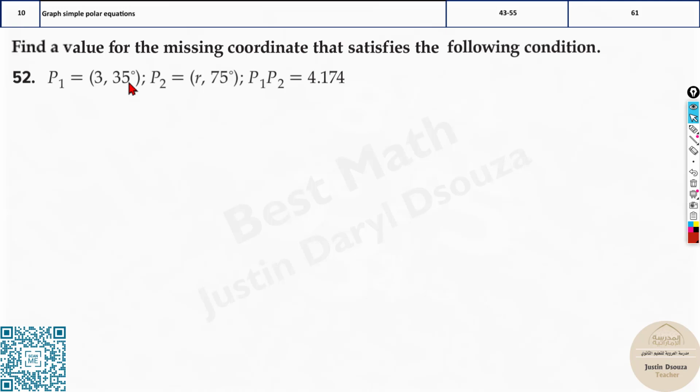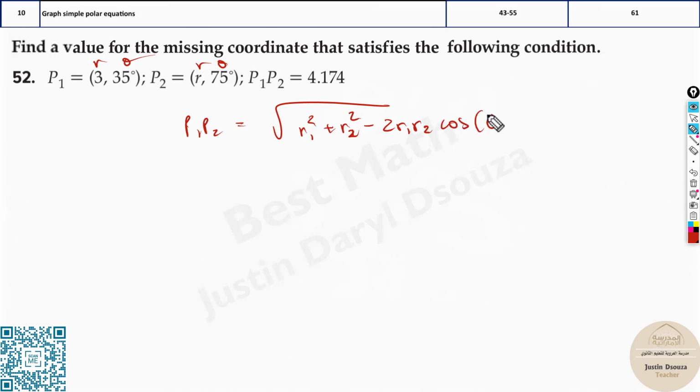Now then we have to find the missing coordinates. Now this one over here, P1P2, is similar to the distance formula. Let me write the formula. When the two coordinates P1 and P2, r and theta, are coordinates of the polar grid, P1P2 squared is equal to r1 squared plus r2 squared minus 2 times r1 r2 cosine of theta 2, the second angle, minus theta 1, the first angle. This is the formula. Now all we do is substitute here.